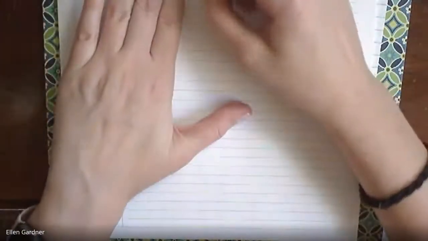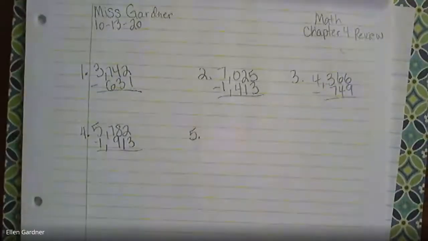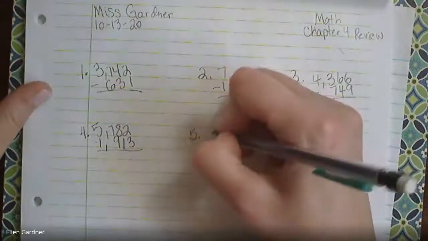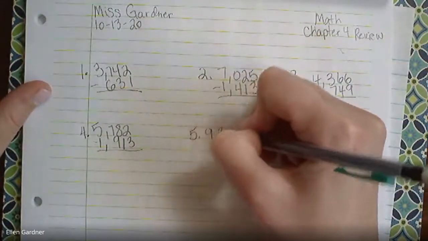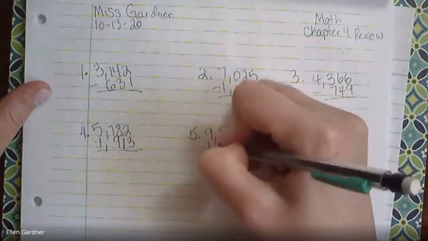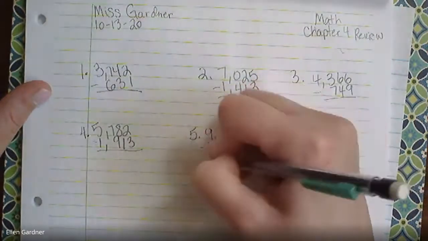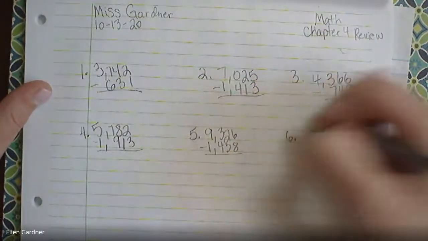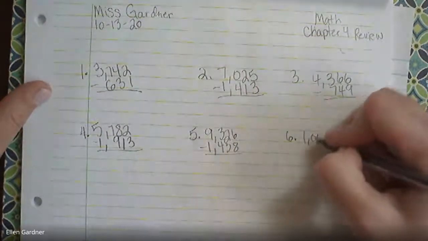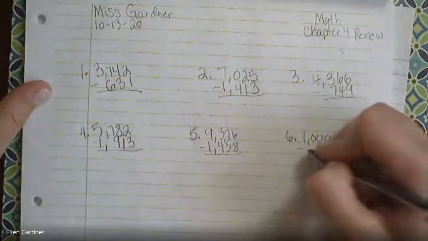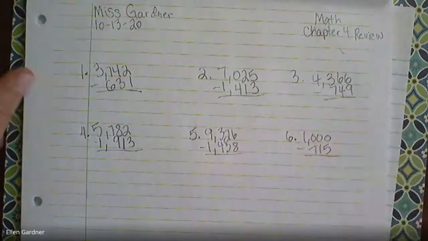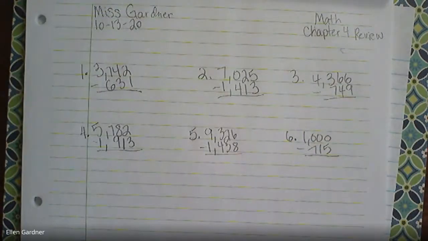Yes, it's number 8 in your book, but number 5 here. Sorry about that. 9,326 minus 1,438. And last one, 1,000 minus 715. Please pause the video and take your time to finish all of these problems at this point.